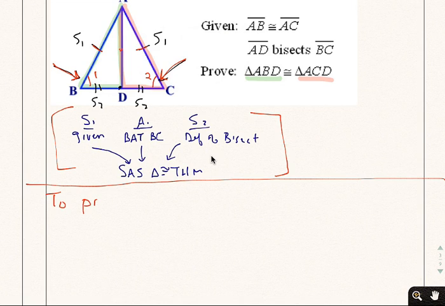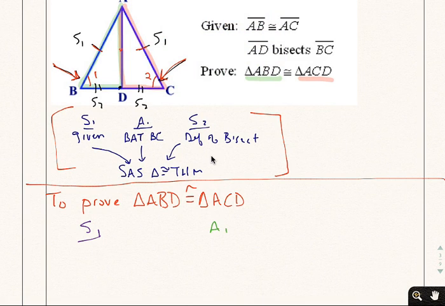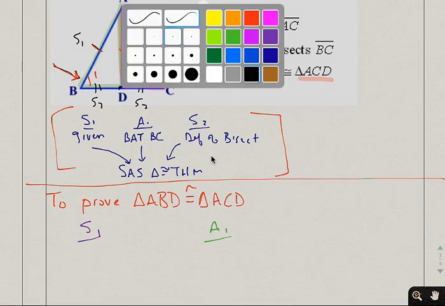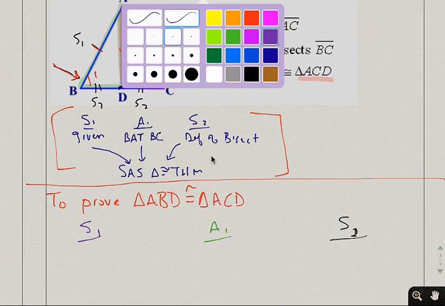So to prove triangle ABD is congruent to triangle ACD by side, actually, let's do this quickly. Since I have colors, I'm going to use them. Okay, so by side, angle, side, one side is going to be given, so let's officially name that.